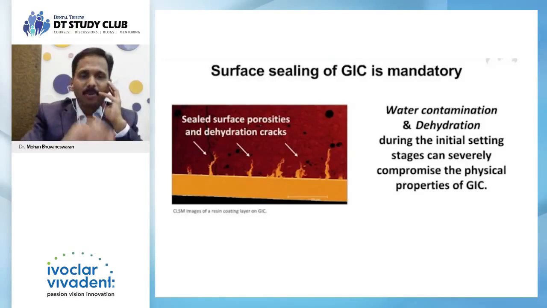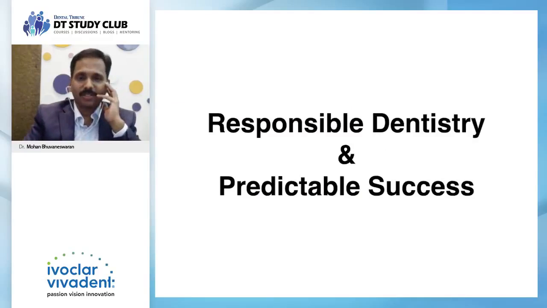So when you're talking about predictable success of our restorations, we have to practice responsible dentistry. We cannot say that I've done a restoration today, okay, go away, I don't bother what happens tomorrow. No, no, no. Today's dentistry has changed so much. We are talking about minimal intervention. We are talking about predictable success. You are supposed to give a beautiful treatment plan which will give a predictable success to the patient. And that is called responsible dentistry.